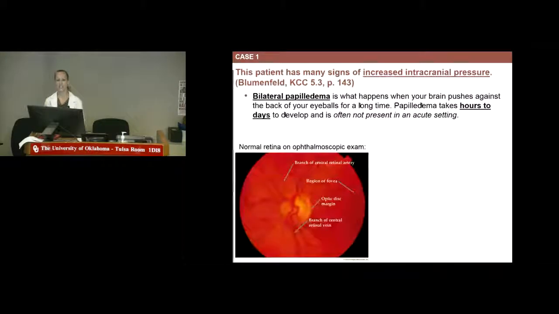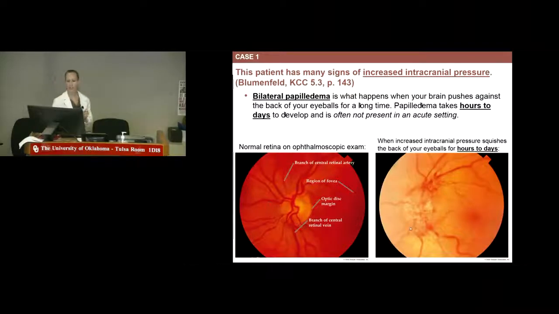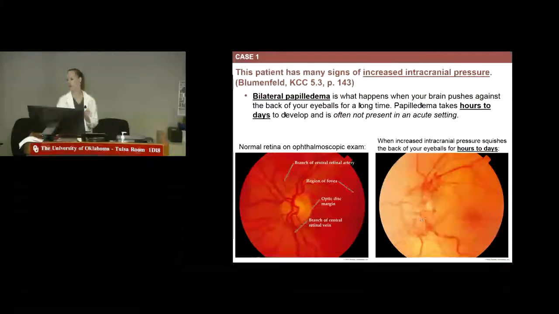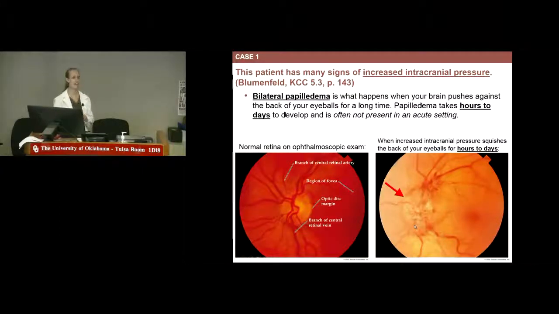So this is what a normal retina looks like. This is called the optic disc margin, and we'll talk about this more next week. This is where basically the optic nerve leaves the retina, and it has a nice defined edge in a normal eye. But when you've got your brain pushing on the back of your retina, does that look good? It looks a little squishy. If you have an acute bleed in your cranium, you're not going to see papilledema in your patient. This takes at least hours, probably more like days to develop.